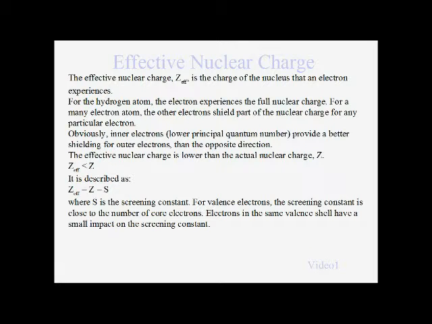So the effective nuclear charge is going to be less than the actual nuclear charge. The difference between the two we call the screening constant, or shielding constant. So for valence electrons, the screening constant is going to be close to the number of core electrons. Core electrons are pretty effective at screening the nucleus from the valence electrons. The other electrons in the valence shell will have a negligible impact on the screening constant of the other valence electrons.